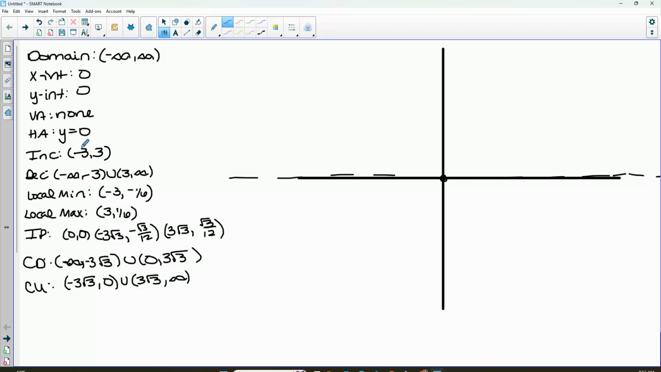Okay, it was increasing from -3 to 3, decreasing elsewhere. Let's plot our max and min, since those give us actual points. Now notice these y values are pretty small, so I'm going to space things out quite a bit on my graph. I'm going to say this is 1. This is -1 to help me here. So we had our min at -3, -1/6. And our max at +3, +1/6.